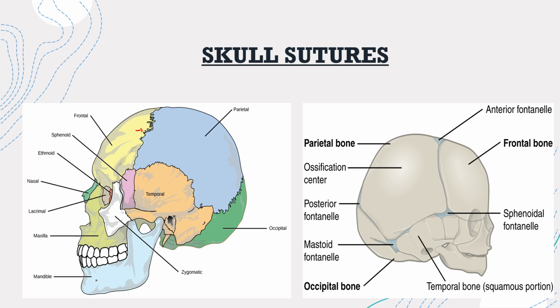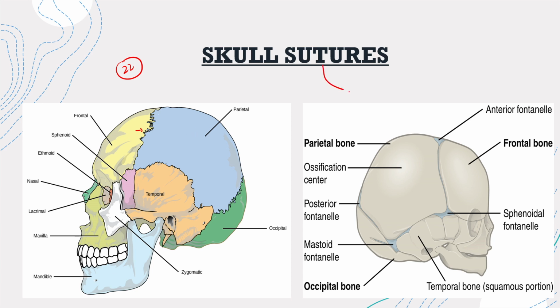Apart from that, now coming to the skull sutures. Skull sutures are nothing but the joints where two different cranial bones join together. As I already said, the skull is a collection of bones. It consists of around 22 bones. We have already studied this. So these 22 bones join together to make the skull, and these joints are nothing but sutures.